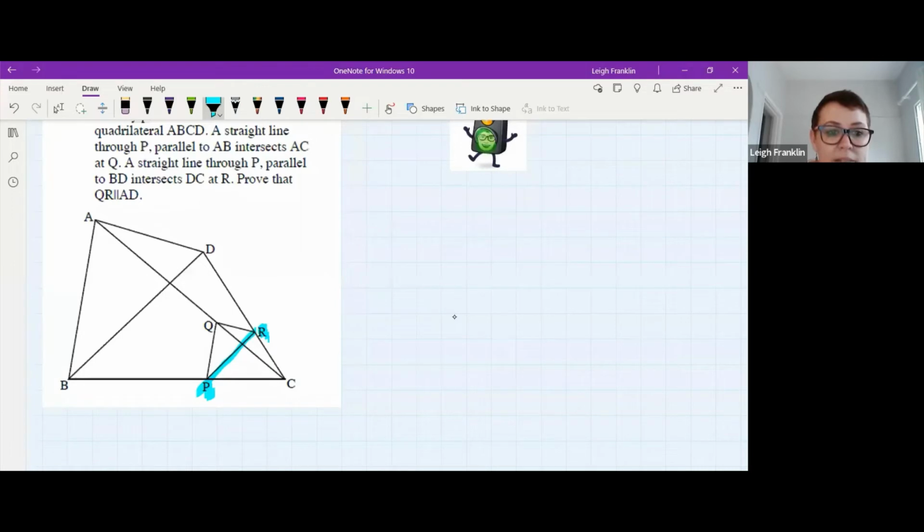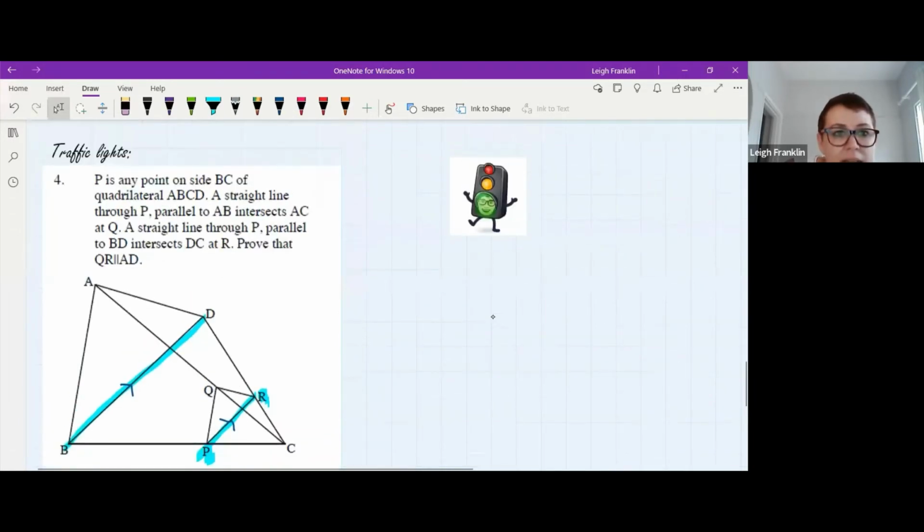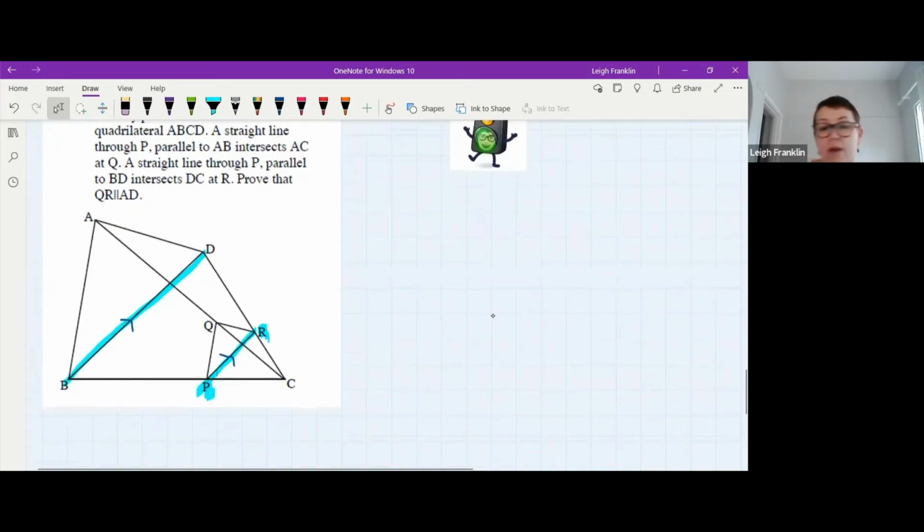They have told us that this line that I've just highlighted in blue and this other line are parallel. That's why I'm going to draw them in the same color. Normally when lines are parallel, we put arrows on them, but we don't want this diagram to be too busy. They've then said to us that we need to prove that QR is parallel to AD. So now let's get a different color and highlight the lines that they want us to prove are parallel.